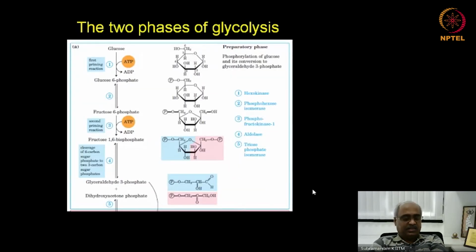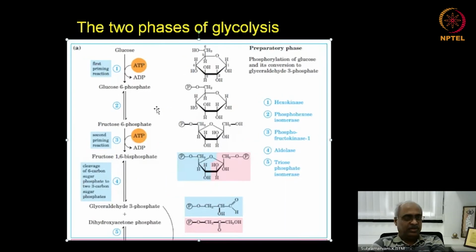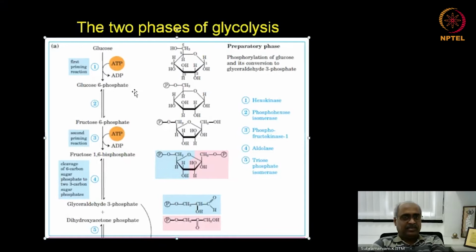So these are the 10 steps, and this slide tries to provide us an overall view, summarizing glycolysis. If you look at it, the first step and the third step, and then the cleavage into the trioses, these are the preparative phase, during which the reactants are energized and activated for the energy yielding phase.